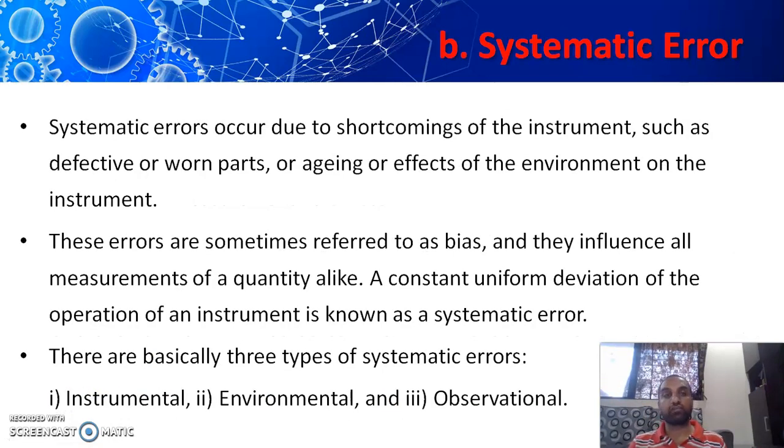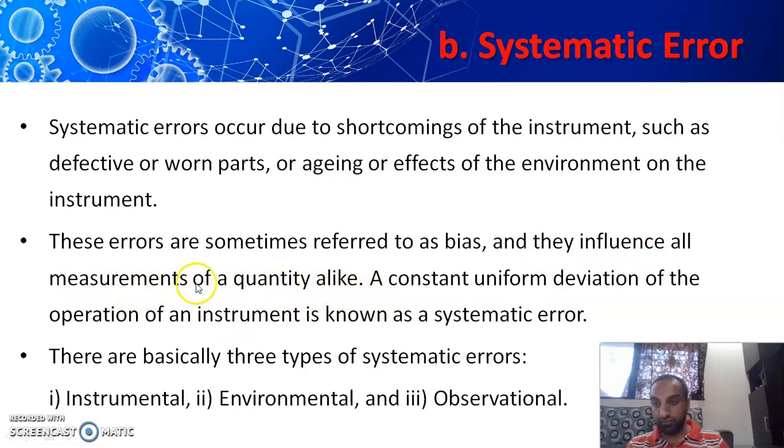The second type is the systematic error. Systematic errors are due to the shortcomings of the instrument. For example, defective or worn parts, aging, or effects of the environment on the instruments. Because of that, systematic errors are introduced in the measurement. Systematic errors are also referred to as bias, and they influence all the instruments of a quality alike.